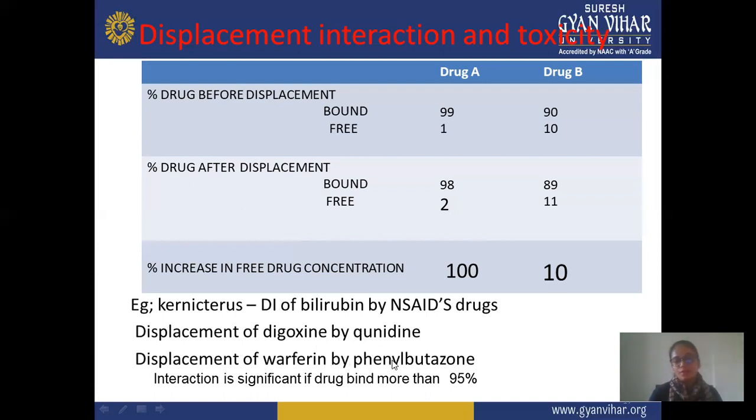displacement of warfarin by phenylbutazone. These are the examples. If this type of drug displacement interaction takes place, it's an example of this displacement reaction. Interaction is significant if the drug binds more than 95%. You can say that this interaction may be significant if your drug binds 90% or at least up to 90%.